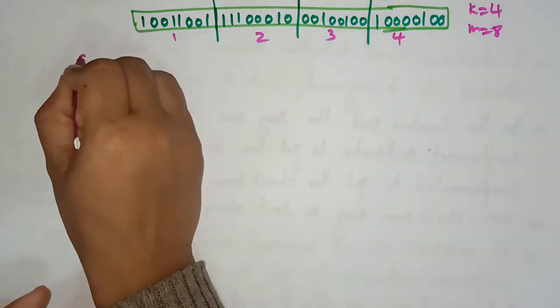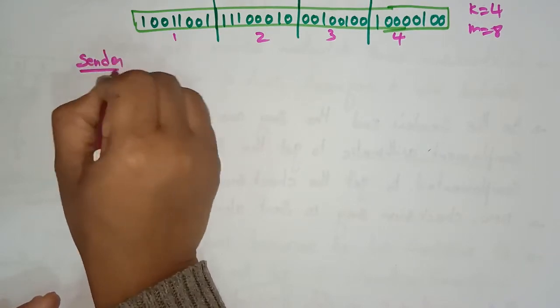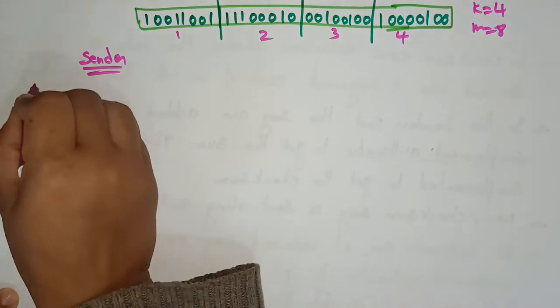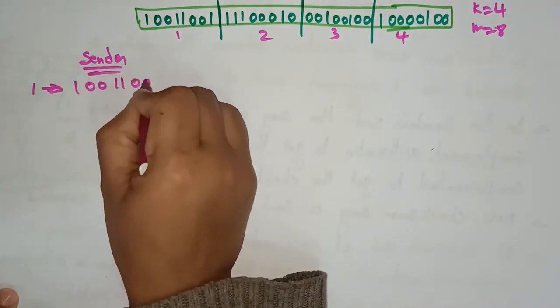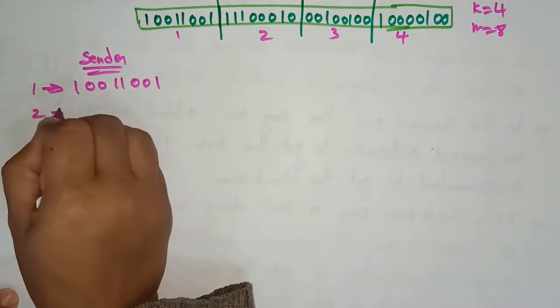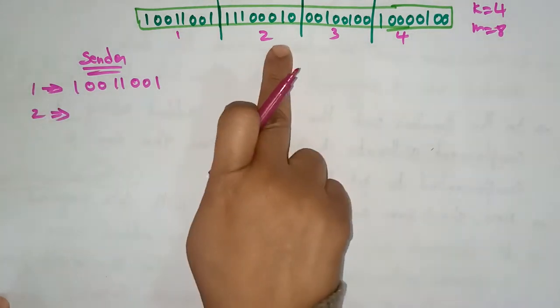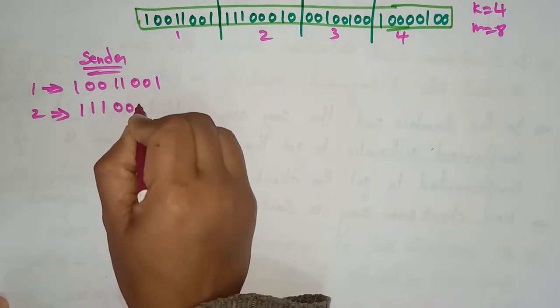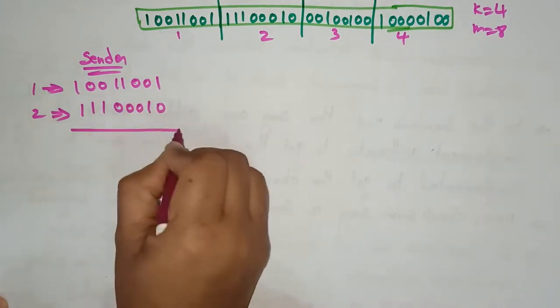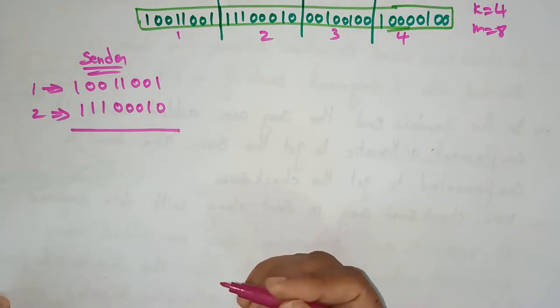Now first let me write the sender. The sender is trying to send the data. How is he sending? Let's have a look. First take the first segment, 1 0 0 1 1 0 0 1. Students, keep concentrating. I'm taking the second segment, 1 1 1 0 0 0 1 0. Now try to do the ones complement arithmetic operation.